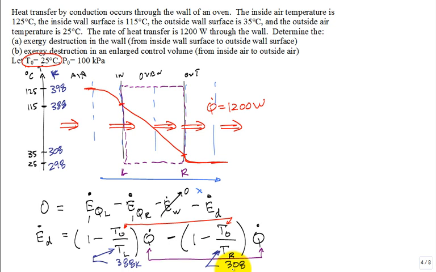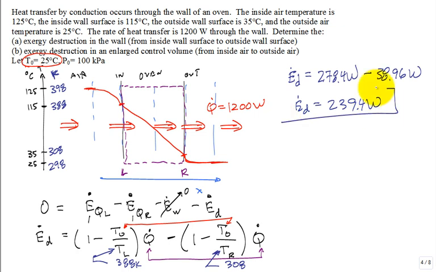308. And so when we crunch through the math, we find that the exergy destruction rate is the difference between the 278.4 watts coming in on the left side minus the 38.96 watts going out on the right side. Hence the exergy destruction rate inside is 239.4 watts. That's the answer for part A.